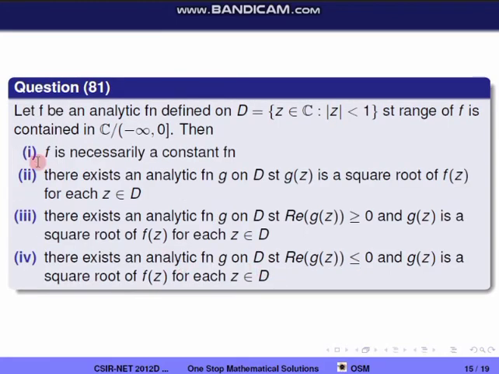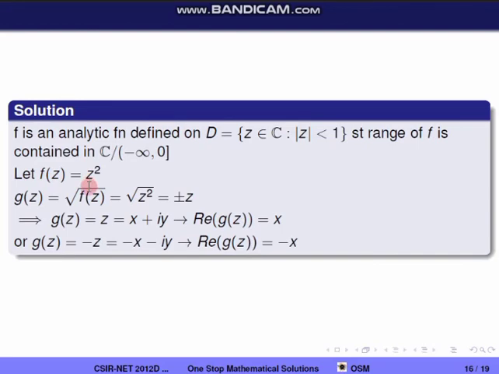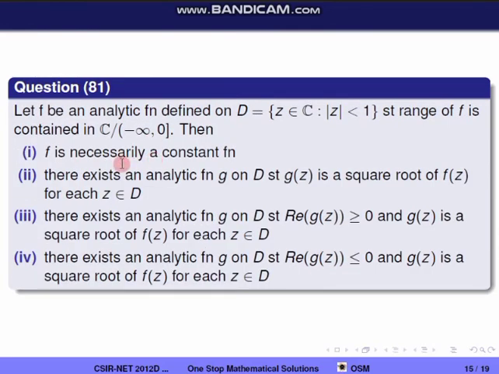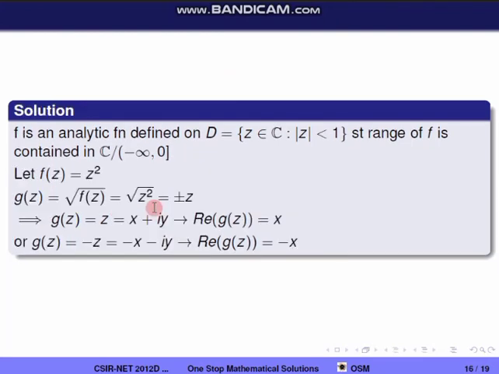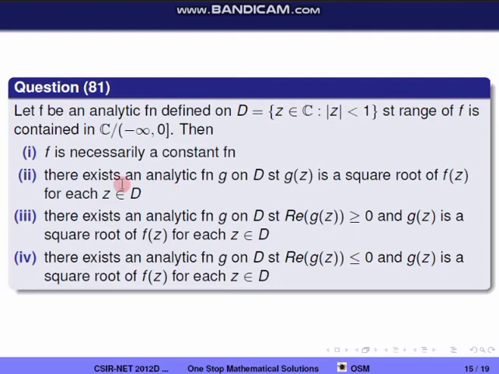The first one says f is necessarily a constant function. It is not so, because if you take f(z) equal to z², then the range is contained in here, so it is not necessarily a constant function. So option 1 is not correct. Second one, there exists an analytic function g on D such that g(z) is the square root of f(z) for each z in D. Yes, because if we take g(z) to be the square root of f(z), it is an analytic function here, so it is correct.